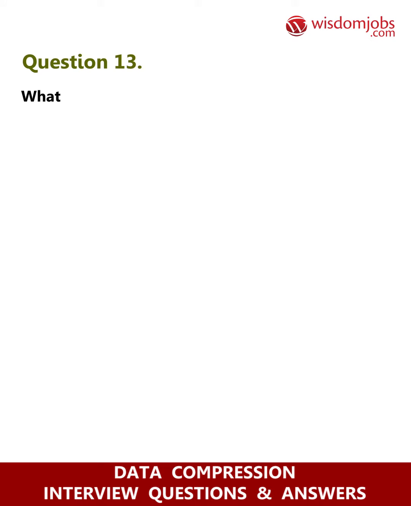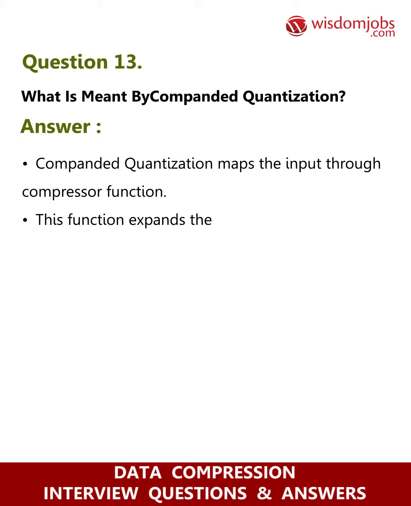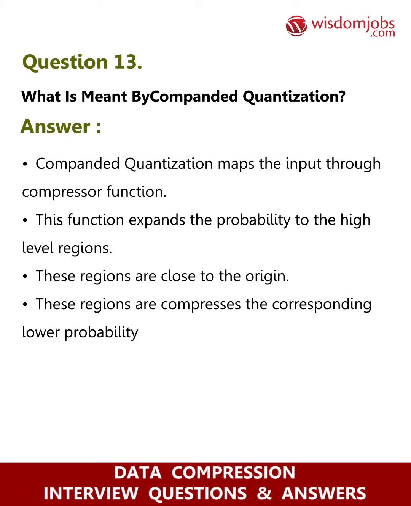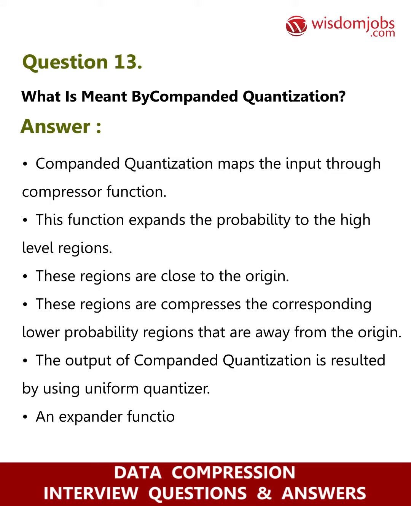Question 13. What is meant by companded quantization? Answer. Companded quantization maps the input through a compressor function. This function expands the high-probability regions. These regions are close to the origin. It compresses the corresponding lower probability regions that are away from the origin. The output of companded quantization is produced by using a uniform quantizer. An expander function is used to transform the quantized value.